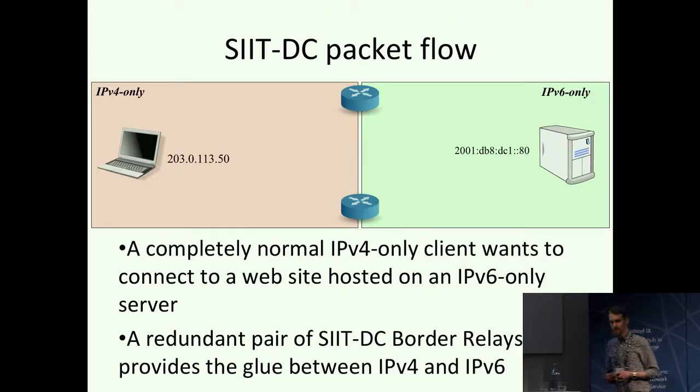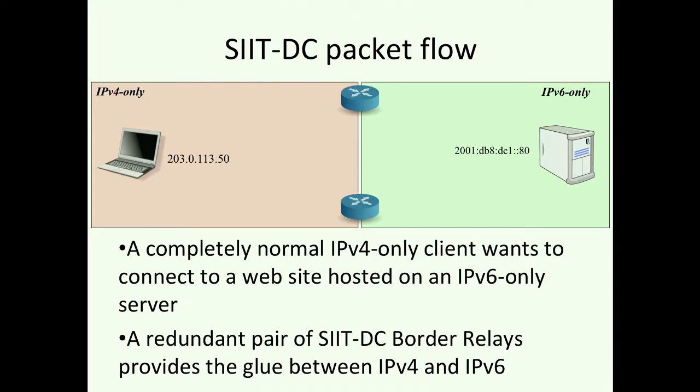So this is how it works. I called this SIIT-DC. SIIT was a pre-existing standard. That's the mapping v4 into v6 part. And DC is the addition of this static mapping table for data center usage. So it means static IP ICMP translation for data center environments. That's a mouthful.